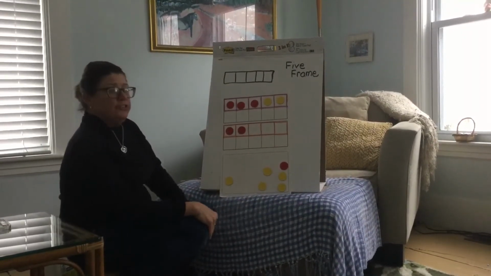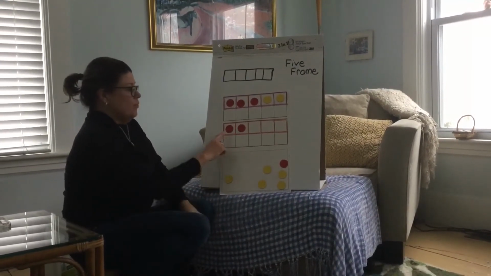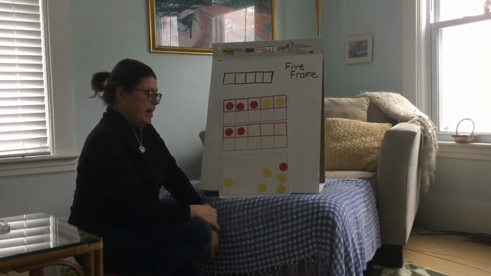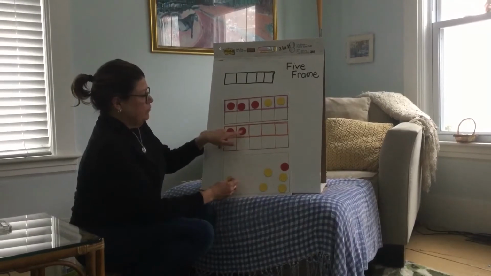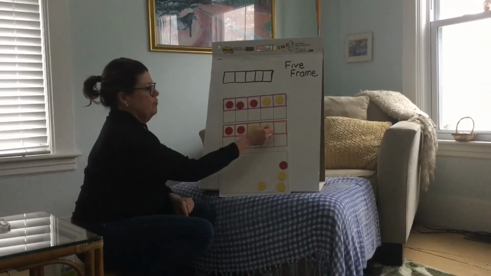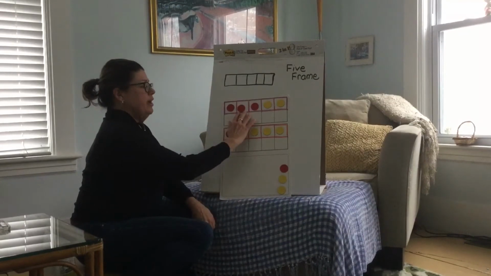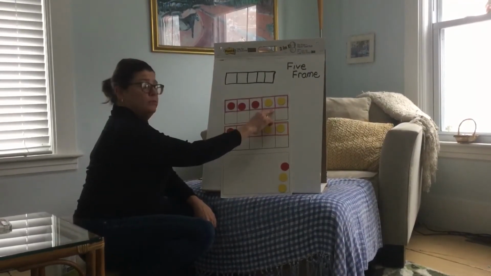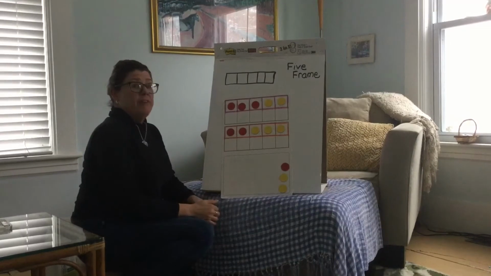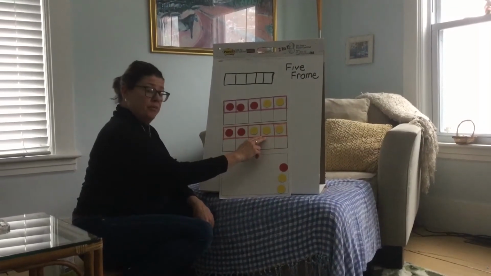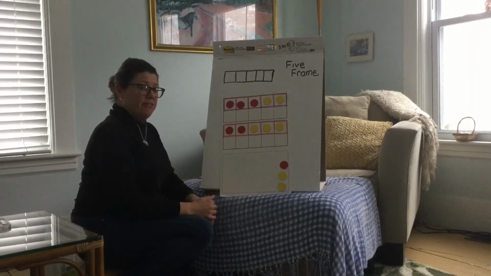How many dots do you see? 1, 2. How many more to make 5? 1, 2, 3, 4, 5. 3 and 2 more make 5. 2 and 3 more make 5.